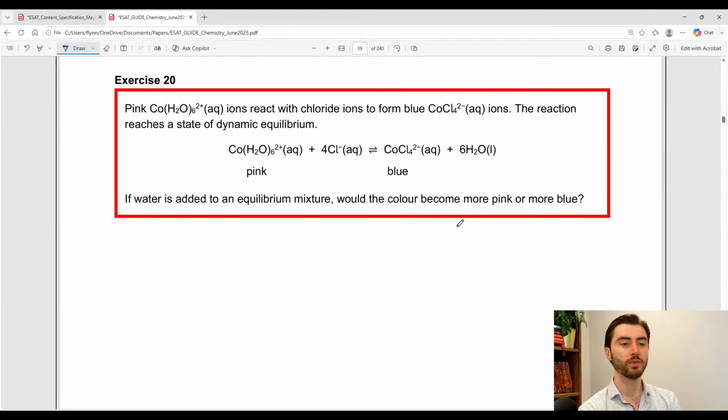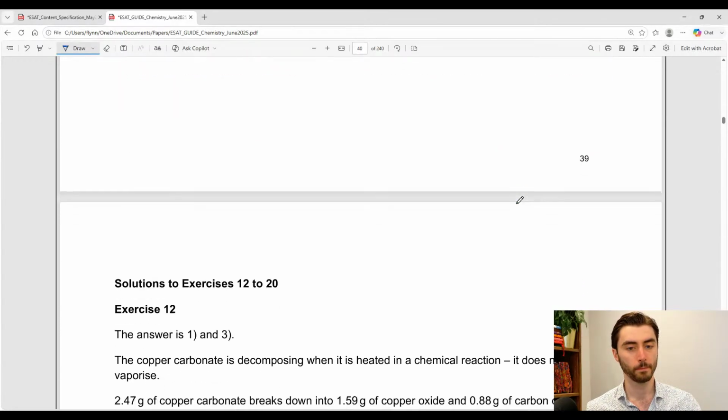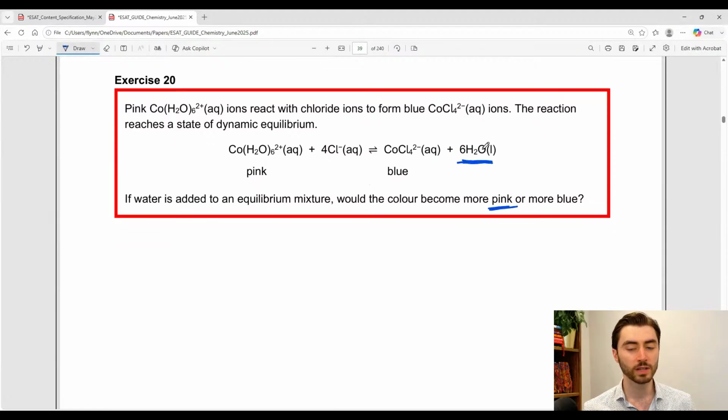This one, if water is added to the equilibrium mixture, that is increasing the concentration, we would expect the position of equilibrium to shift to the left-hand side to remove some of that excess water and turn it into this stuff. So we would expect it to become more pink. The reason being that if we increase the concentration of water, suddenly the rate of the reverse reaction is more than the rate of the forward reaction, and so that leads to a net reaction to the left.